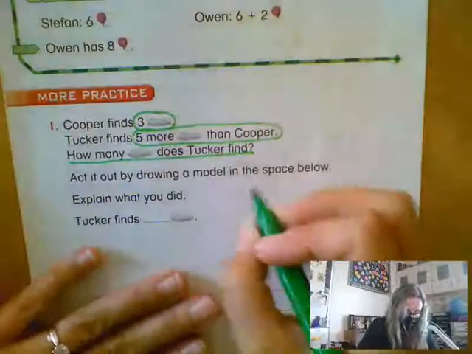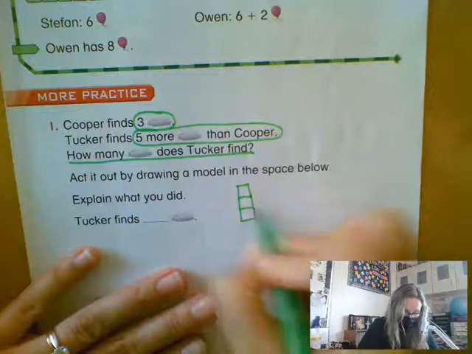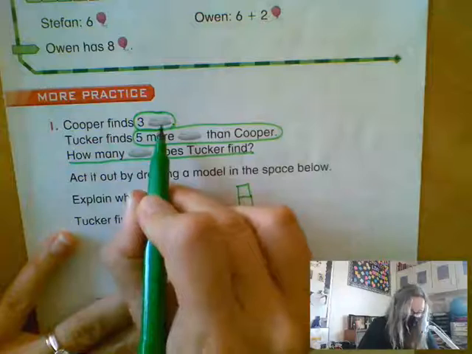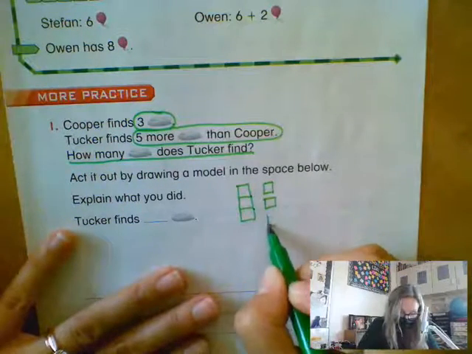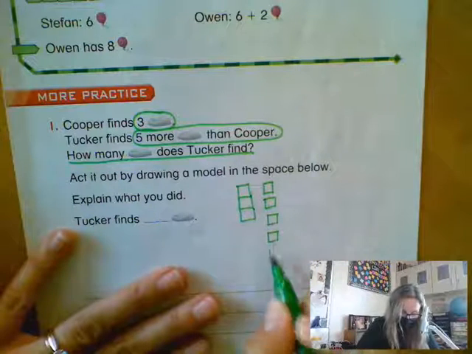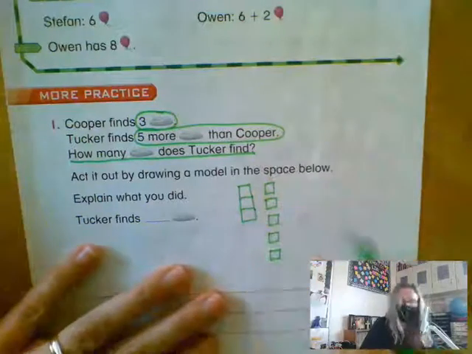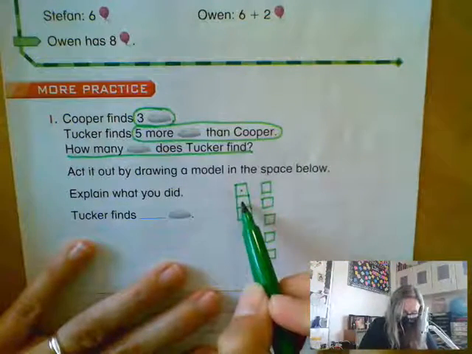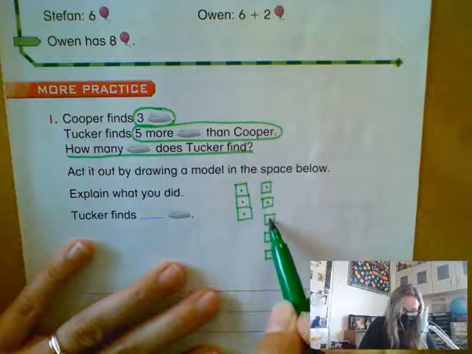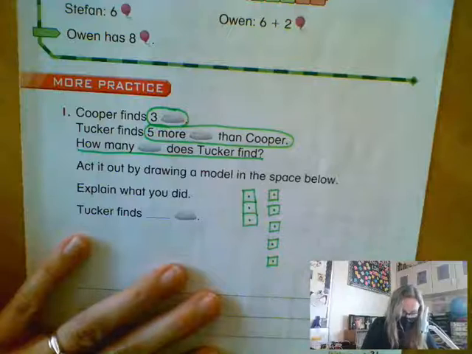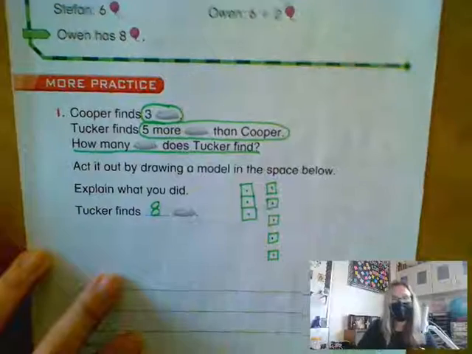So I can draw Cooper's 3, that's 1, 2, 3. And then Tucker has 5 more than that. So now I can draw 1, 2, 3, 4, 5. And if I add these 5 to that 3, count with me, friends. 1, 2, 3, 4, 5, 6, 7, 8. So how many does Tucker find? He finds 8 in all.